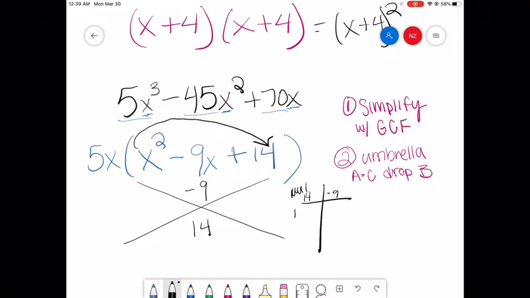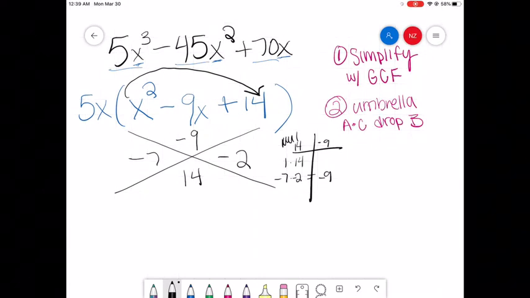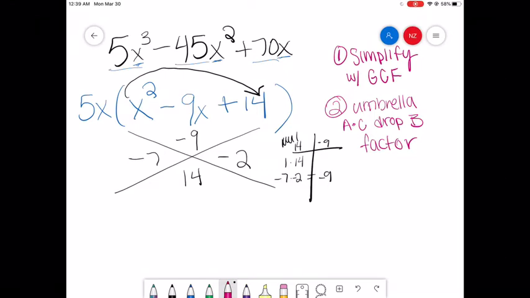Multiply to get 14, add to get -9. This will be tricky here. 1 times 14, 7 times 2. I know that 7 and 2 make 9, and I know that 7 times 2 is 14. If I make both of these negatives, that gives me a +14 and a -9. So my solutions here are going to be -7 and -2. Okay, so I've done my umbrella method and I have factored my trinomial here. I want to now group.